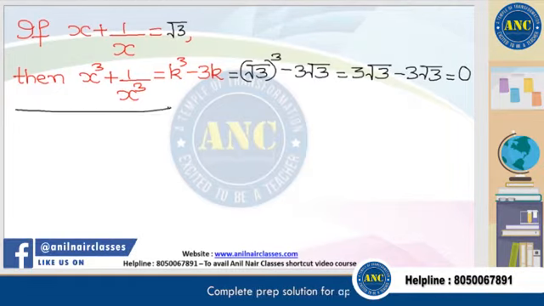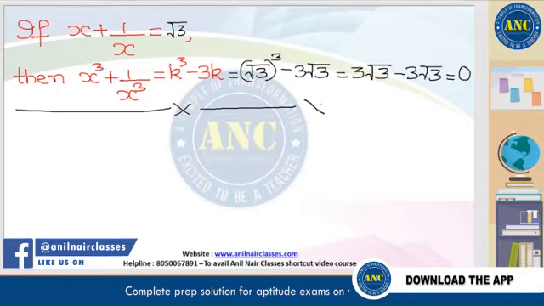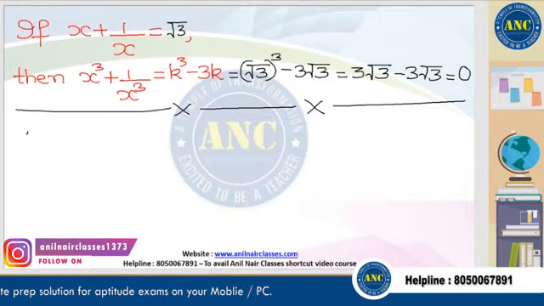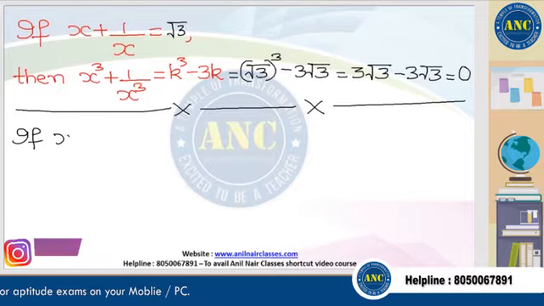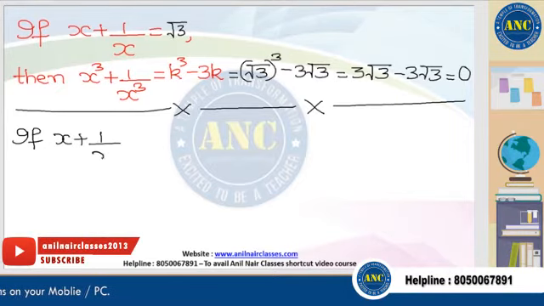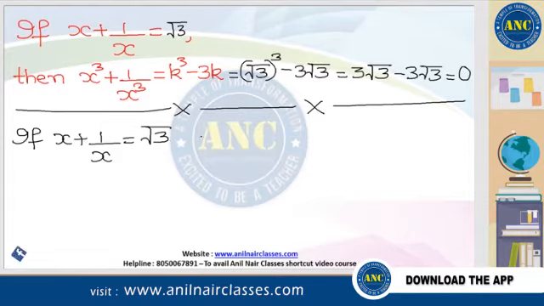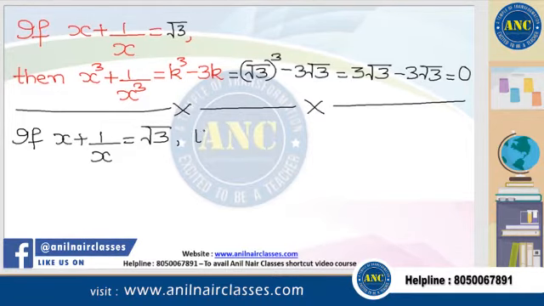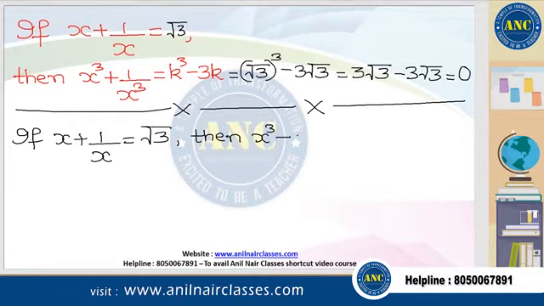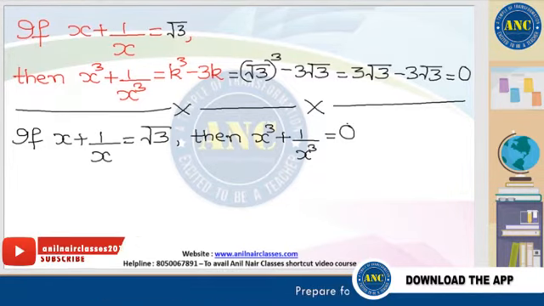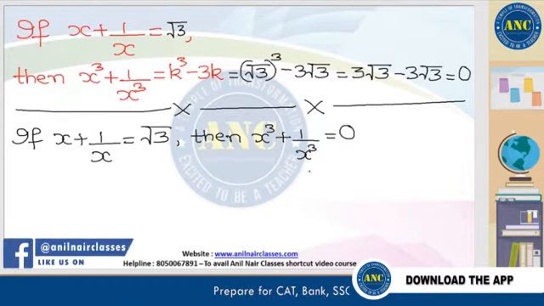That means in simple language, very important key point I can say that if x plus 1 by x is equal to a particular constant called root 3, then I can also say that x cube plus 1 by x cube will always be equal to how much? It will always be equal to 0. I hope this point is very clear.